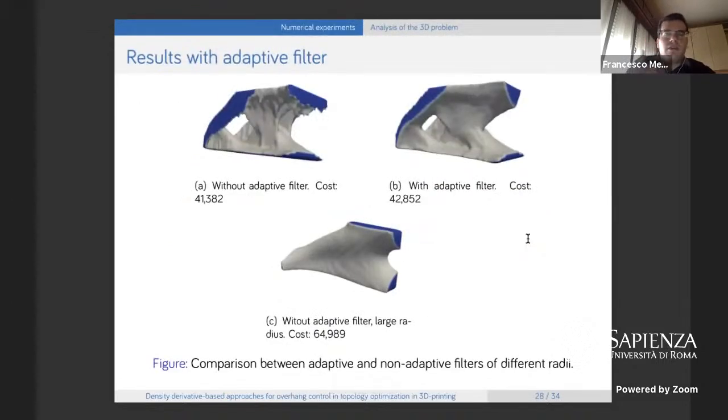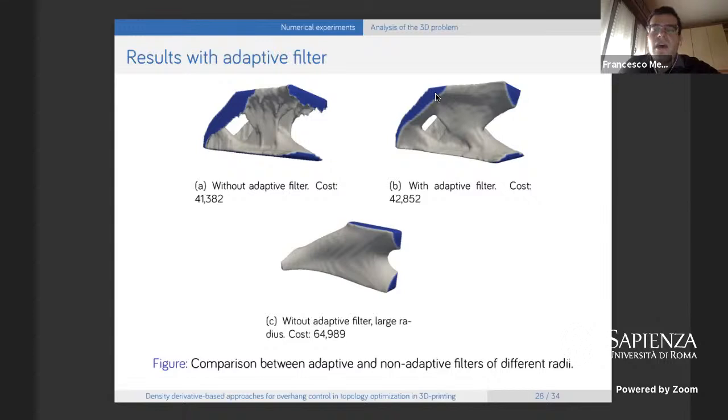Therefore, we can, again, apply the adaptive filter. And so here in top left, you have the design without adaptive filter, which has a given cost. And when we use the adaptive filter based on our second order measure of oscillation, of course, together with the PUP constraint, which is present also here on top left, then all these oscillating boundaries are suppressed with just a mild increase of the cost function.